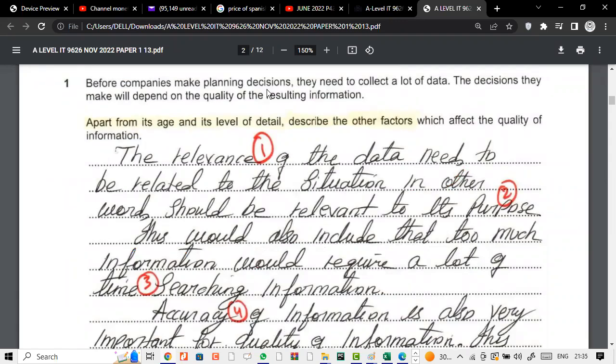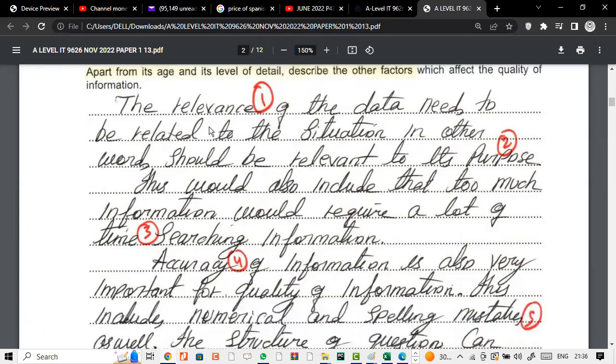Before companies make planning decisions, they need to collect a lot of data. The decisions they make will depend on the quality of the resulting information. I've highlighted the important points. Apart from its age and its level of detail, describe other factors which affect the quality of information. I've also marked it so that you can know how we can get the marks.